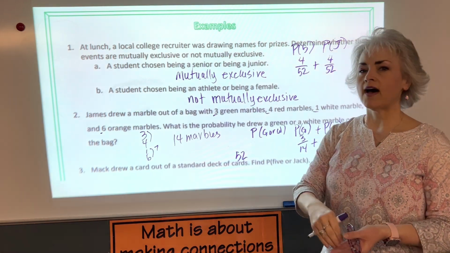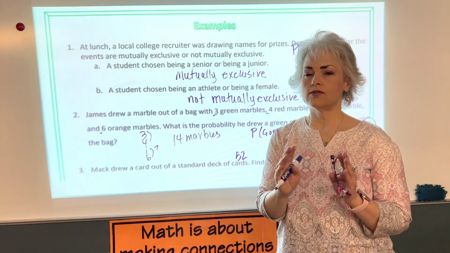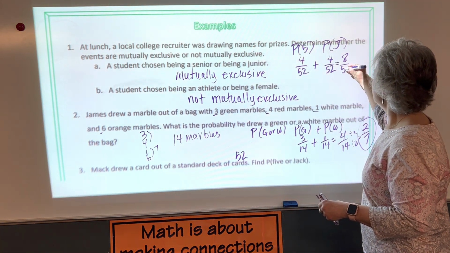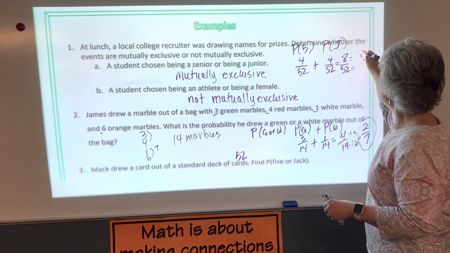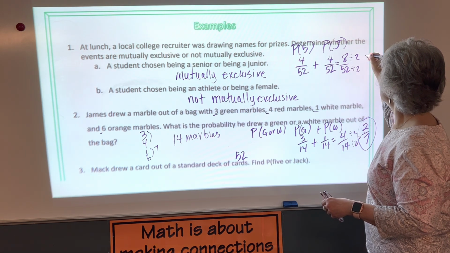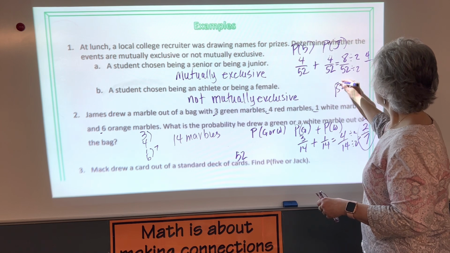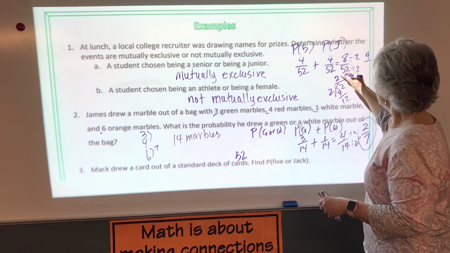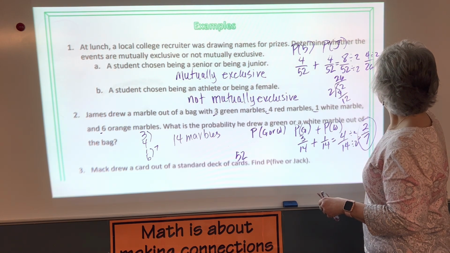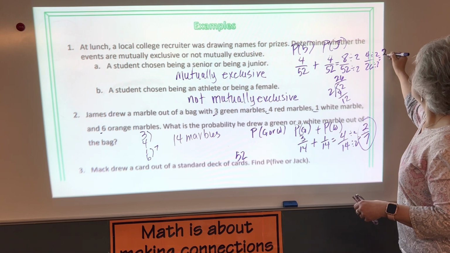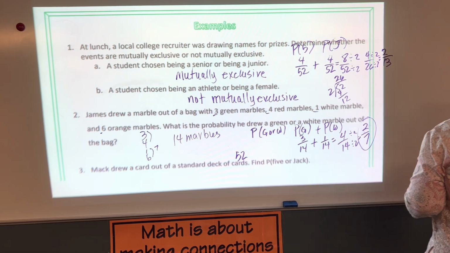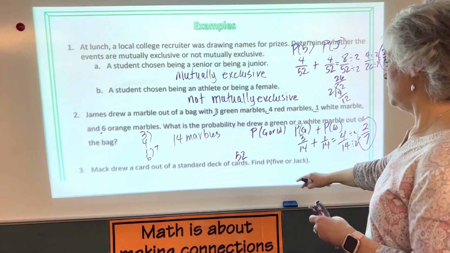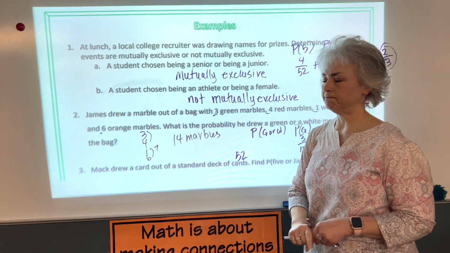You can't get a 5 and a jack. Those don't go together, so those are mutually exclusive. So we have 8 out of 52, and if we simplify that, dividing by 4, we get 2 out of 13. So 2 out of 13 is the probability of a 5 or a jack.